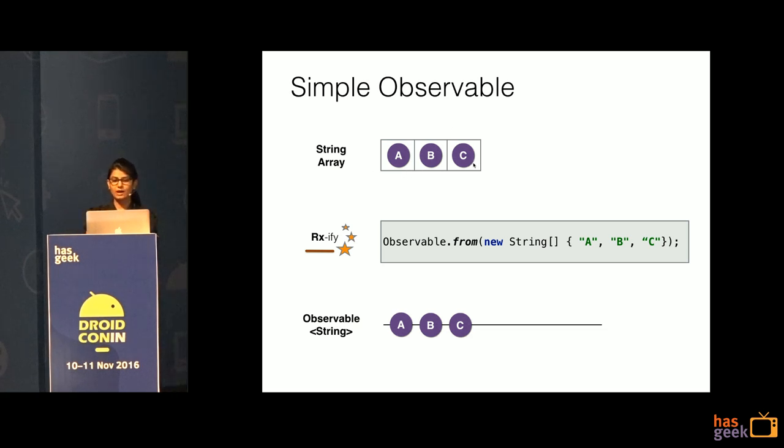So next, we have an array of strings. We're going to use the from operator here, or in RxJava 2, which is now new, you can use fromIterable or fromList, whichever is applicable. And we get another stream of strings like A, B, and C.